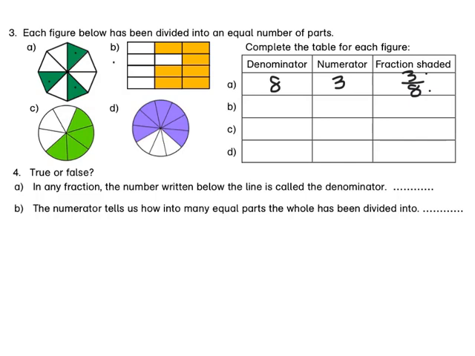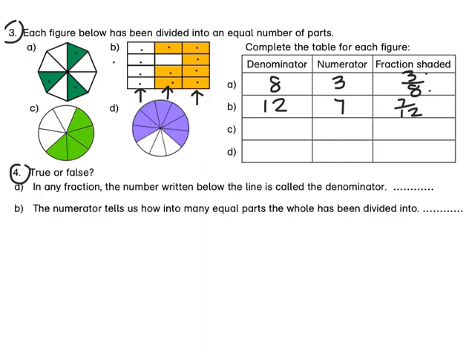If we look at B, we have 1, 2, 3, 4 blocks going down, and we have 3 rows like that. We have 3 rows or columns of 4. Therefore, we have 12 blocks in total. Now, because we have 12 equal parts, we are working with twelfths, so our denominator is 12. Now, our shaded parts, 1, 2, 3, 4, 5, 6, 7. So our numerator is 7. So our fraction which has been shaded is 7/12. Press pause to complete 3 and 4 now.